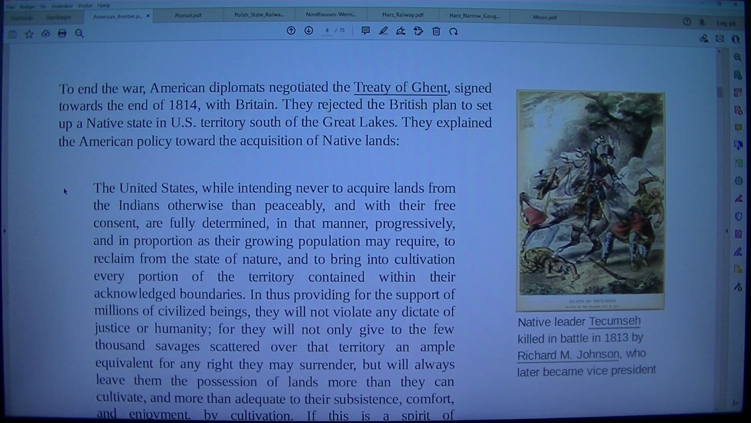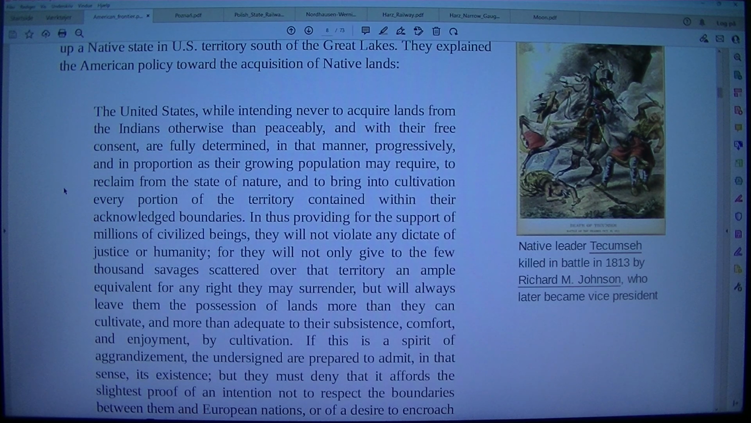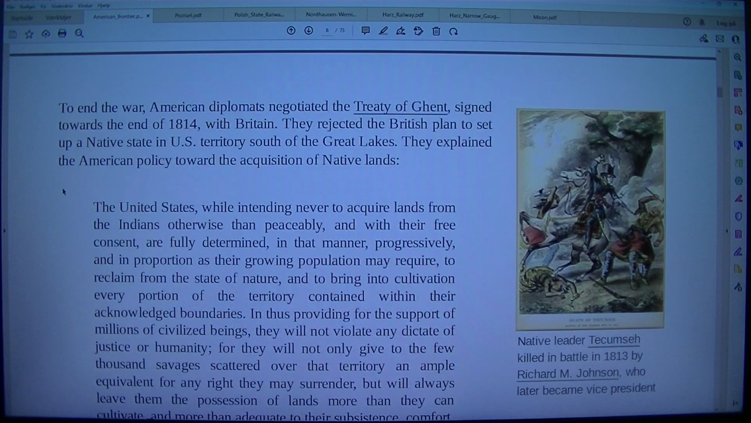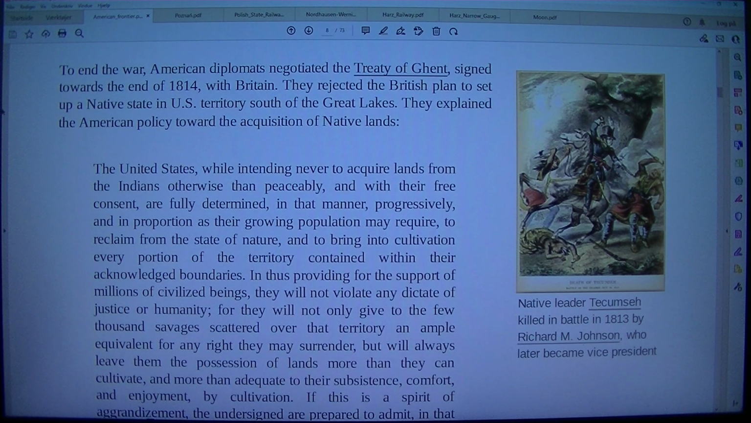Native leader Tecumseh was killed in battle in 1813 by Richard M. Johnson, who later became vice president. To end the war, American diplomats negotiated the Treaty of Ghent with Britain, signed towards the end of 1814. They rejected the British plan to set up a native state in U.S. territory south of the Great Lakes.